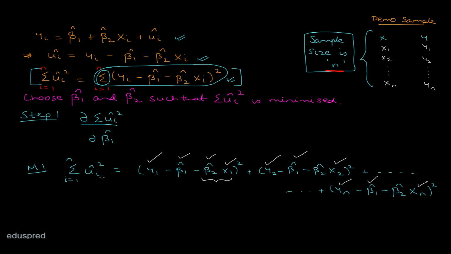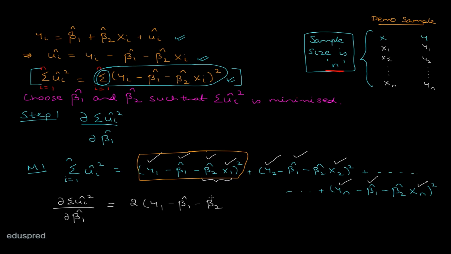Okay, so this is the expansion of the summation sign. Now we have to partially differentiate summation of ui hat square with respect to beta 1 hat. So now we are going to do this partial differentiation exercise term by term. So let's differentiate this term first. As per the rules of partial differentiation, this will become 2 multiplied by y1 minus beta 1 hat minus beta 2 hat x1 multiplied by 0 minus 1 minus 0. So this term over here is the partial differentiation of this first term with respect to beta 1 hat.